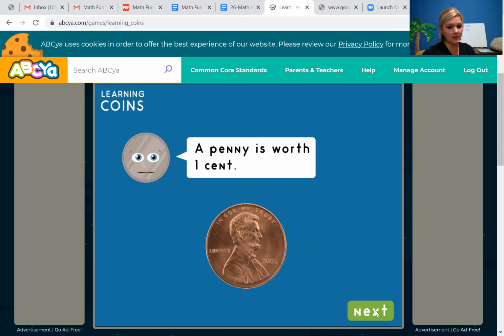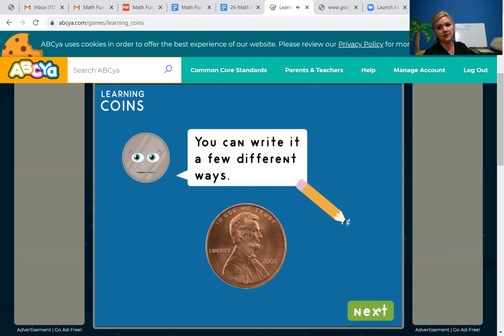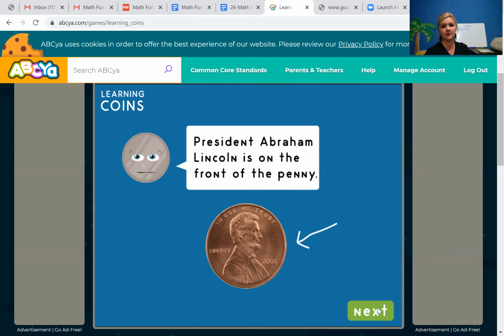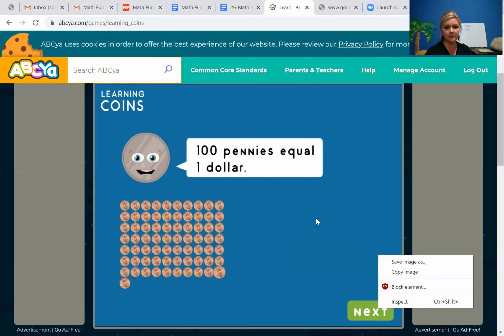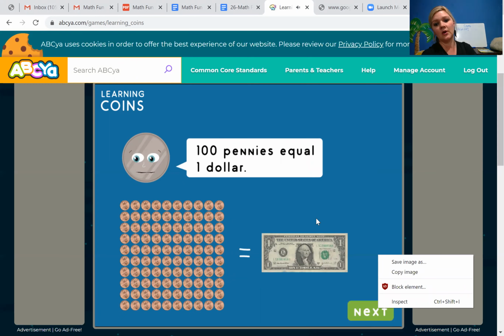Let me make that a little bit louder for you all. It says a penny is worth 1 cent. You can write it a few different ways. We're learning to write it 1 cent, or you can write it 1¢. There's the back of it. 100 pennies equal $1.